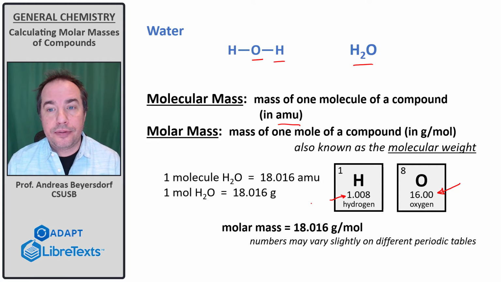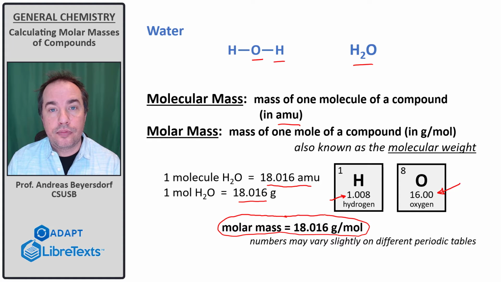doing calculations. So if I want to know the molecular mass for H2O, I have 2 hydrogens and 1 oxygen. So it'll be 2 times the 1.008 plus 16 for the oxygen. And this will tell me that 1 molecule of H2O is 18.016 AMU, or 1 mole of H2O is 18.016 grams. And so this is our molar mass, 18.016 grams per mole.